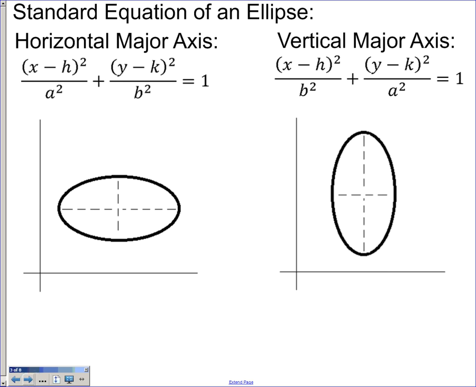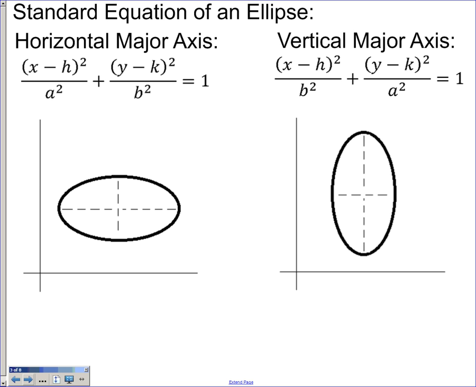All right, we've got 2 different equations. We have a horizontal major axis and we also have a vertical major axis. You can see on the left here, our circle is stretched out the long way, and on the right, it's stretched out vertically, the tall way. We'll talk about what determines that.